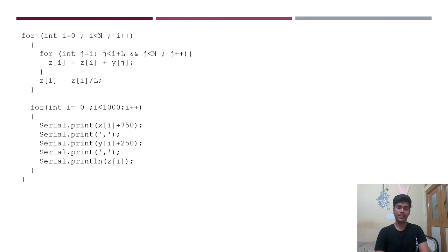And after that, we write two nested for loops for the moving average filter with L equal to 8. Similar to all the previous three codes, here the first for loop navigates through the different components of the signal, and the second for loop calculates the moving average. And in the end, we again use the serial print function to display the outputs.